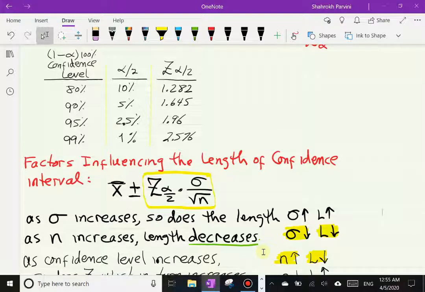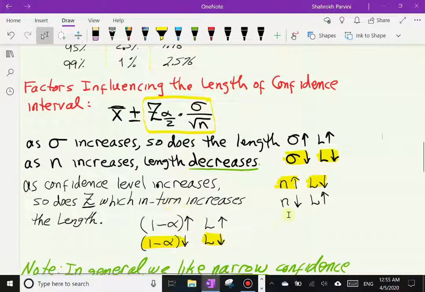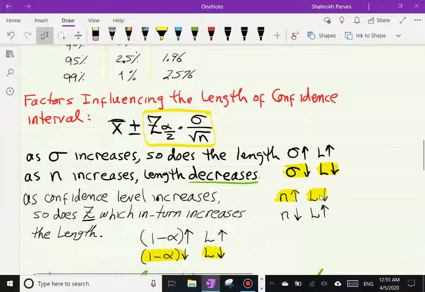Now what about the confidence level? Remember, that's when you go from, say, 80 to 90 to 95 to 99. As that happens, look at what happens to the z-scores. They get bigger and bigger. That means we are pushing out into the tail of the distribution to occupy a bigger area right in the middle. So the bigger the z in this formula, the bigger the whole thing gets on the right side. As the confidence level increases, so does the z-score, which in turn increases the length of your confidence interval.